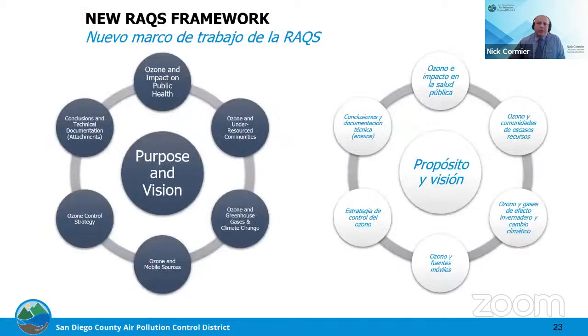The 2022 RAQS provides a new framework that is more understandable, less technical, and digs into topics that stakeholders want to know about. It's built around a purpose and vision, as foreseen by APCD, that describes requirements of the RAQS and where we think the region may be heading. We then discuss topics that have not been included in previous RAQS updates, such as ozone's relationship with public health, under-resourced communities, greenhouse gases and climate change, and mobile sources. We finally discuss APCD's updated local ozone pollution control strategy with measures APCD will be evaluating over the next 3 to 6 years.